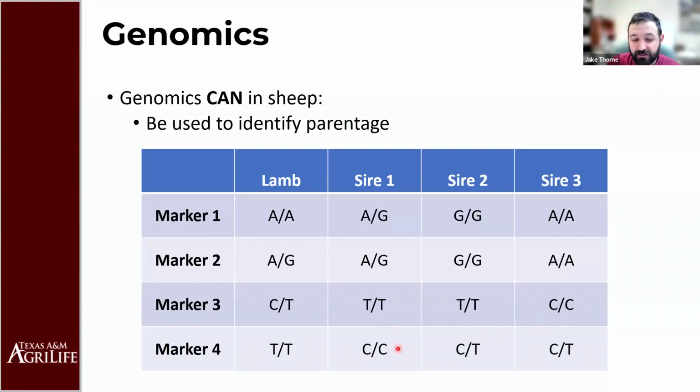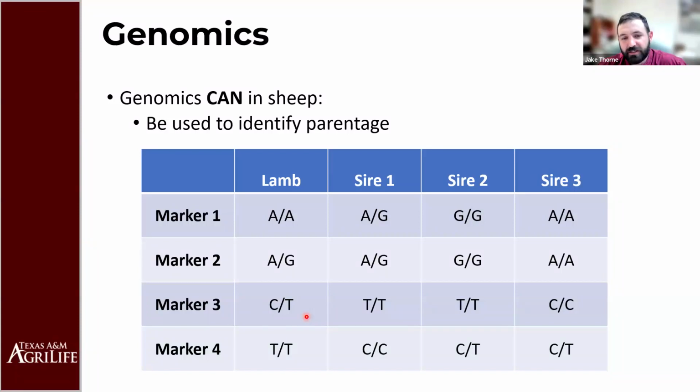But if we look at location 4, where the lamb is a TT, and we look at sire 1, who is a CC, it's the same situation. This ram had to have passed on a C to his offspring, and our offspring does not have a C, so that excludes sire 1. If you were to use this method, you would identify that sire 3 is actually the ram that sired this lamb. It's a little more complicated than that, but this is essentially the way that genomics is used to identify parentage in the sheep industry and in other species as well.